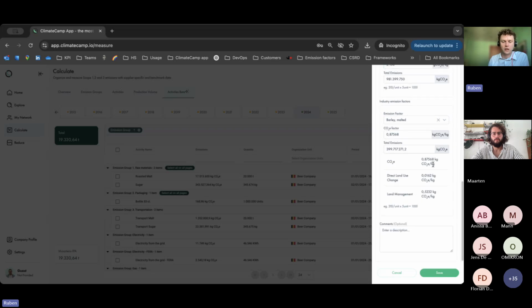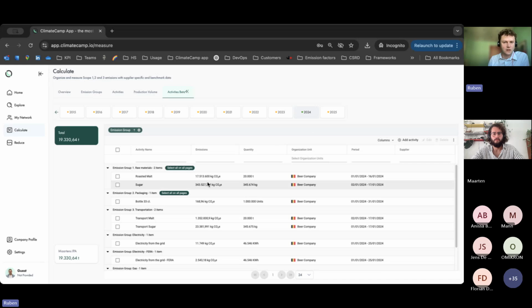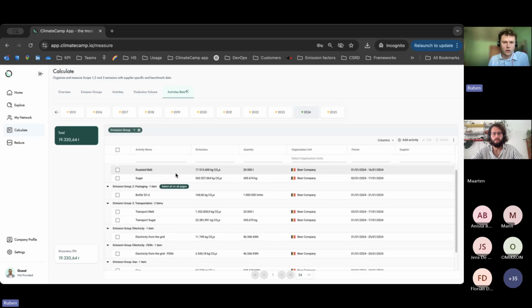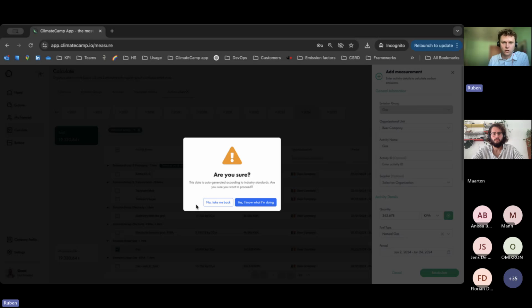If I would then save, this activity would end up in the list and then would be added to the total. I think it's interesting to also take a quick look towards the electricity. For example, if you look at electricity and gas, there the calculations actually happen fully automated. So that's also why I will be asked here, this data is auto-generated. Are you sure you want to make edits to this? In this case, I do think that I know what I'm doing.